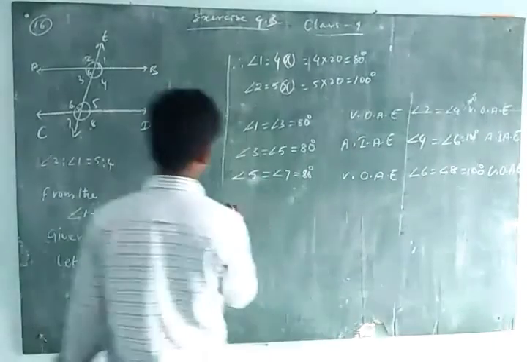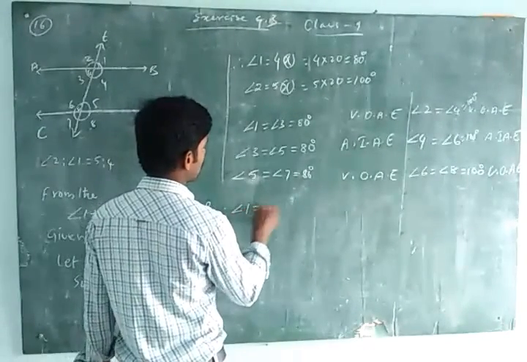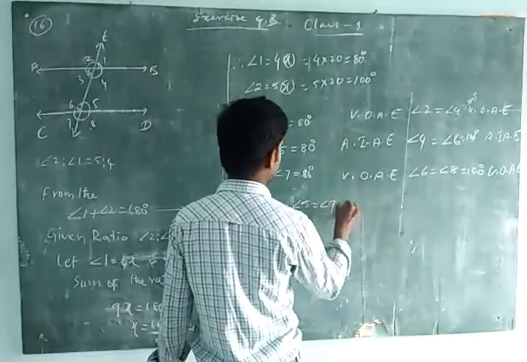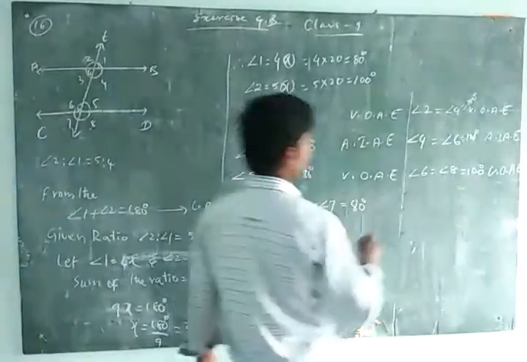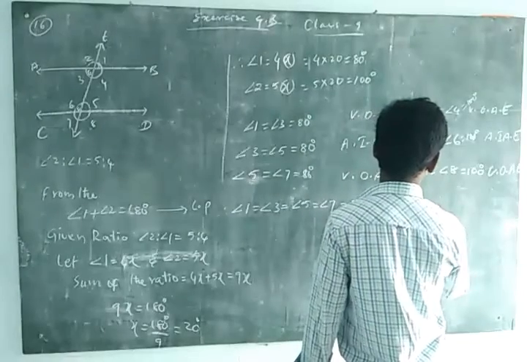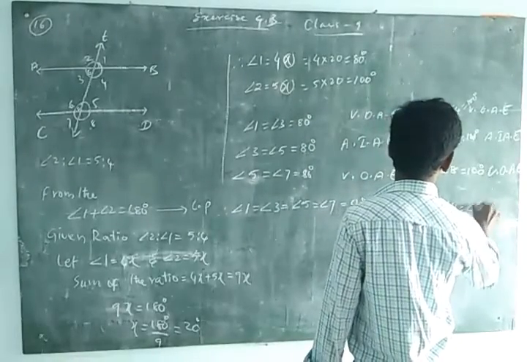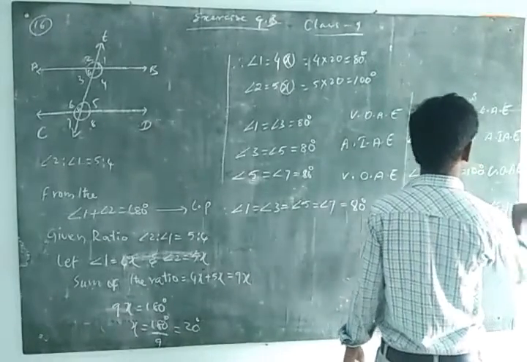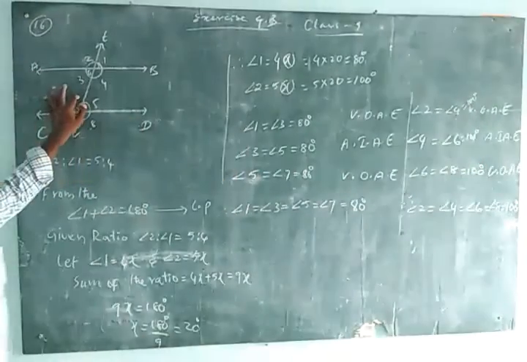So now, finally, the conclusion: angle 1 is equal to angle 3 is equal to angle 5 is equal to angle 7 is equal to 80 degrees. In the same way, angle 2 is equal to angle 4 is equal to angle 6 is equal to angle 8 equal to 100 degrees, right? So all angles we have measured from the figure.